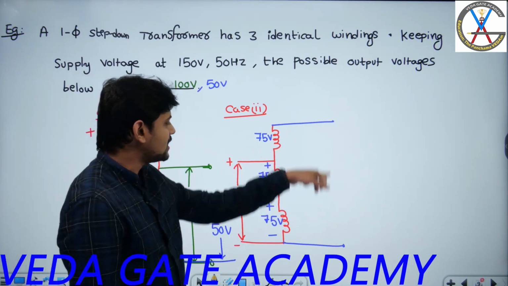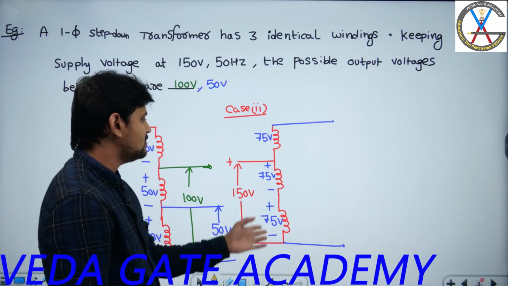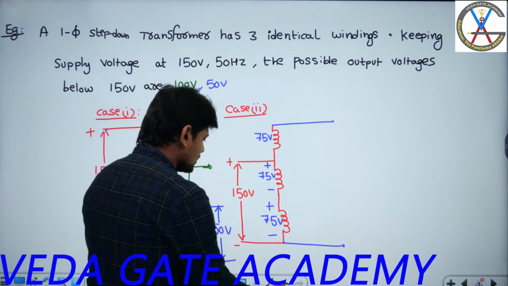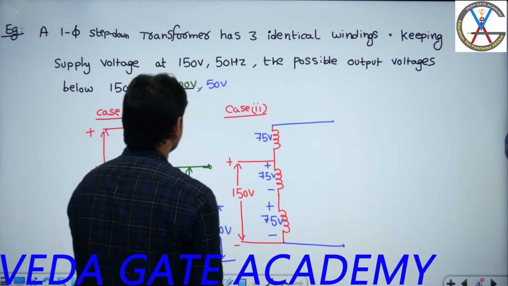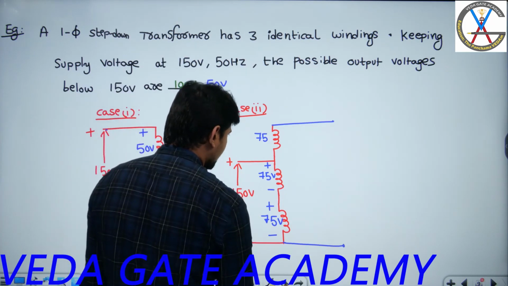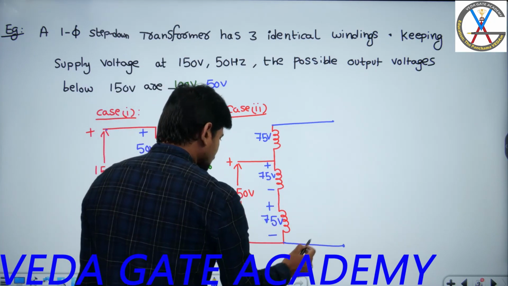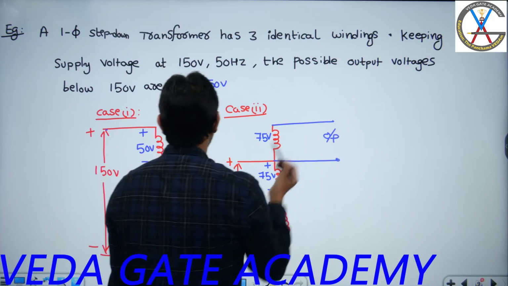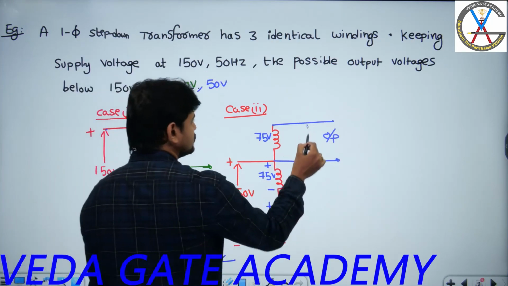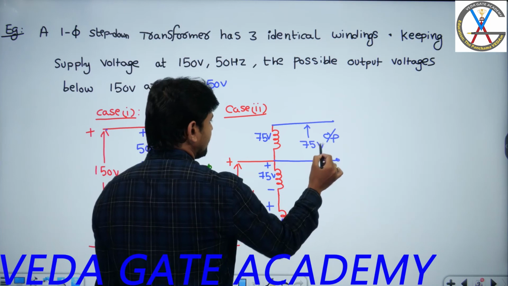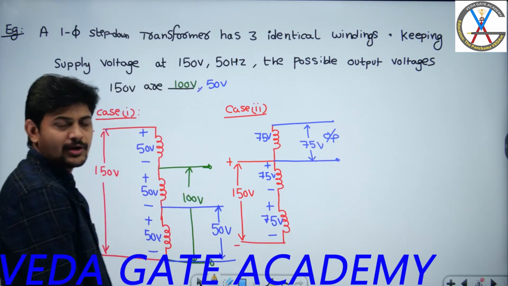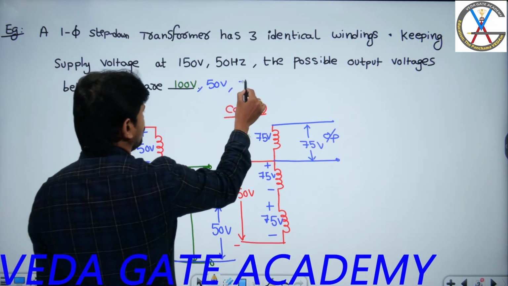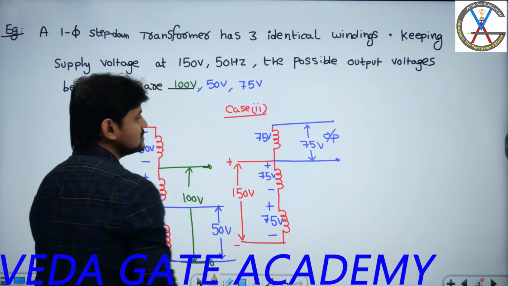Now suppose I am connecting output terminals across these three, then obviously you are going to get more voltage, right? So for that, I am going to connect a load, and this is 75, right? Now I am going to connect a load across these terminals. If I am connecting an output across these terminals, can you tell me what output voltage you are going to get? 75 volts is the answer. Yes or no? So you are going to get 75 volts, right? Is there any other possibility apart from these? The third one is 75 volts.